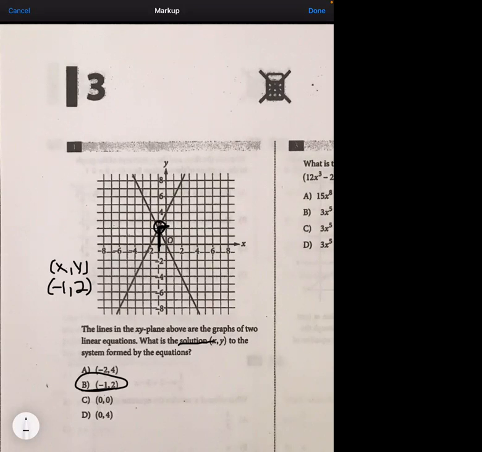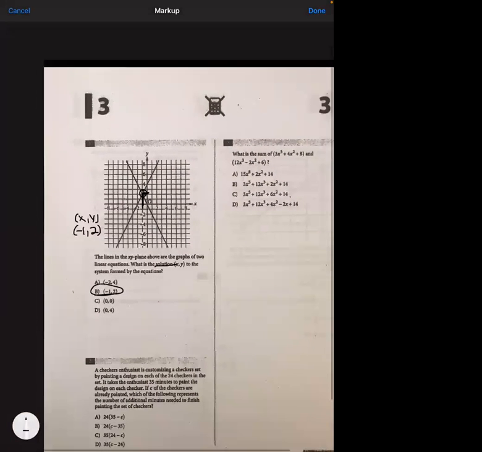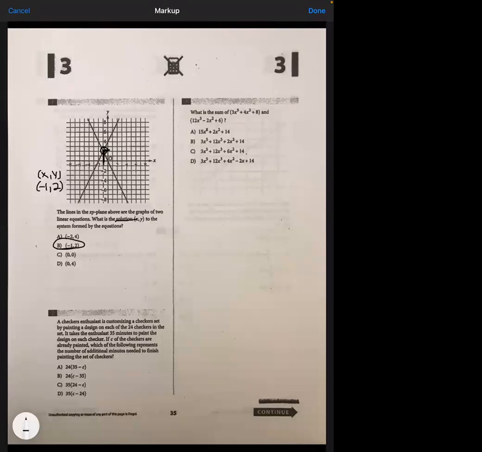Are there any questions about this problem? All right, I don't see any questions about this problem, so I'll just move on to number 2.